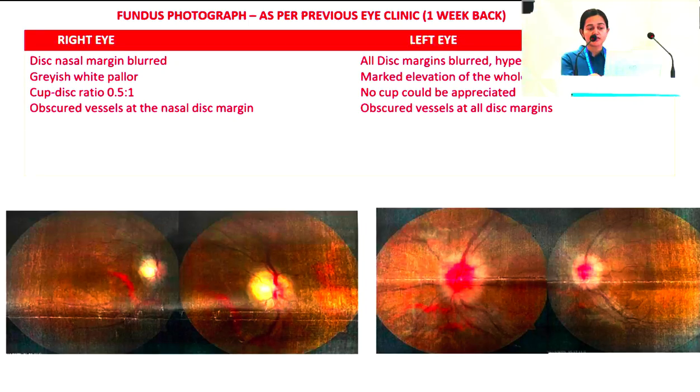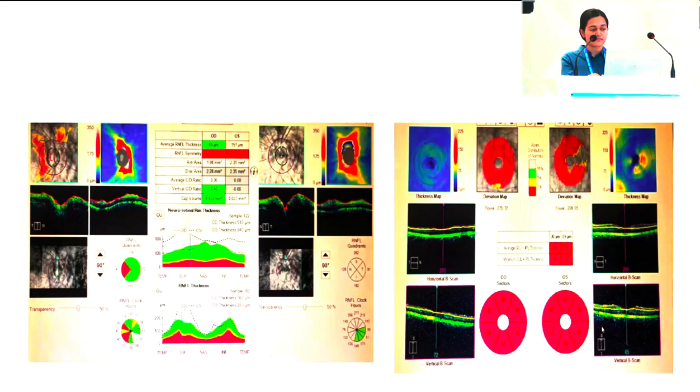This is the fundus picture of that same patient 1 week back when she had presented to some other eye clinic. At that time also, in the right eye there was nasal margin blurring and obscuration of vessels, and in the left eye the entire disc was elevated and the vessels were obscured at the disc margins.